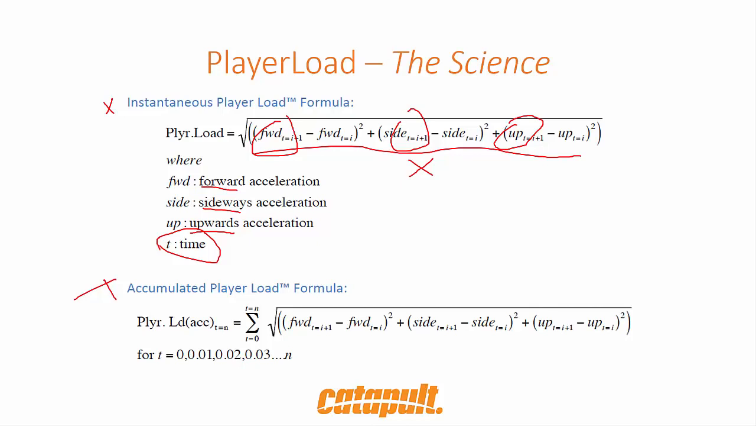And you'll notice here for time, since our unit is 100 hertz, we're able to get 100 samples per second, essentially. So that gives us a very accurate representation of what that player load is going to be, because we are able to see small changes of accelerations.